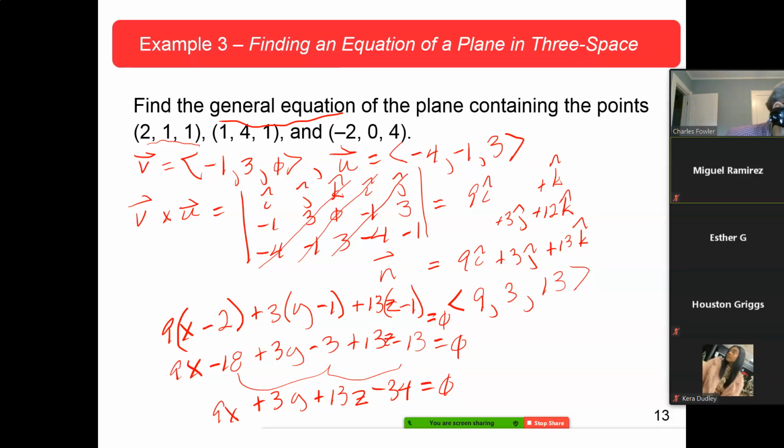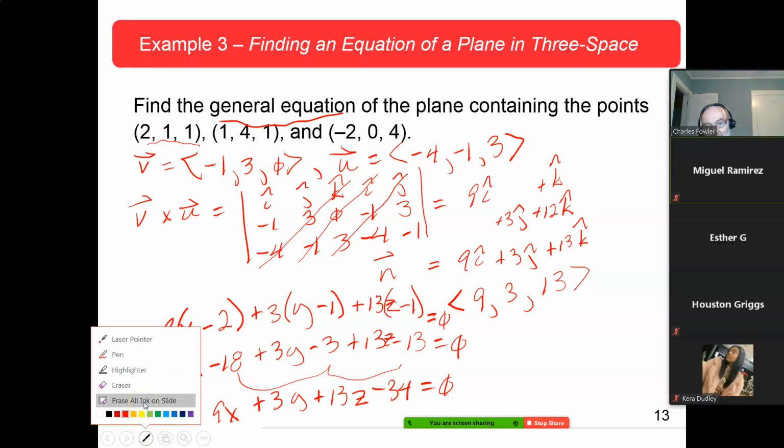Okay, this is example 3. 9x plus 3y plus 13z minus 34 equals 0. Yes, we have the same general form that they had. All right. Now, let's see if they did it the same way we did. I'm going to erase my ink. Any questions on this before we get going?